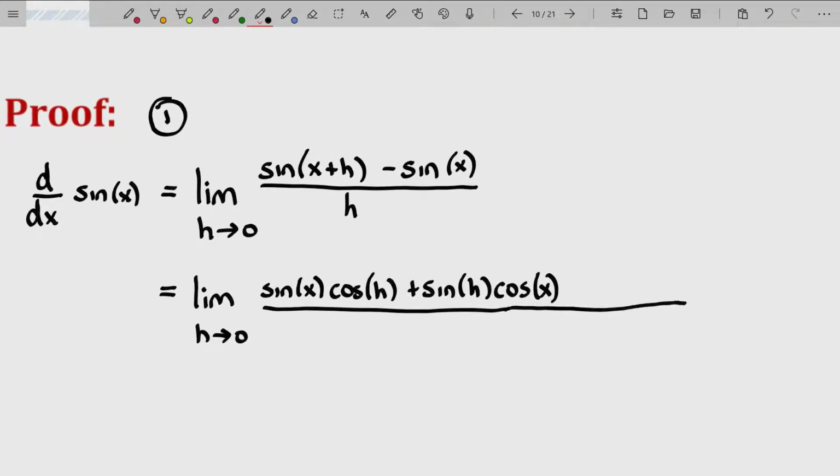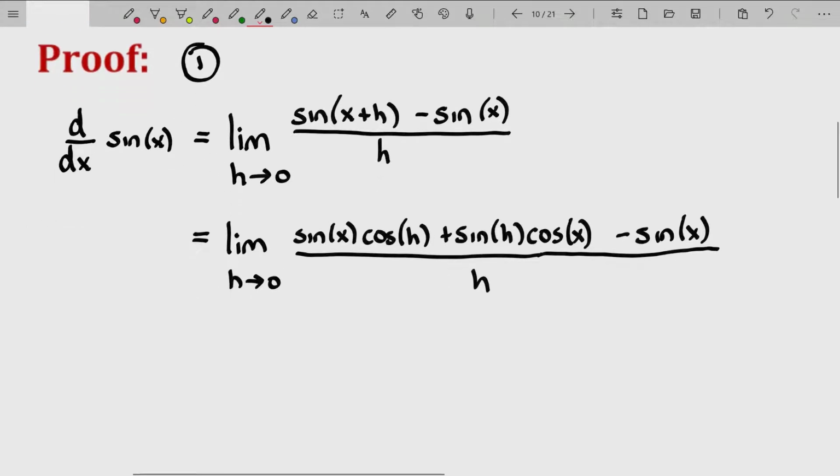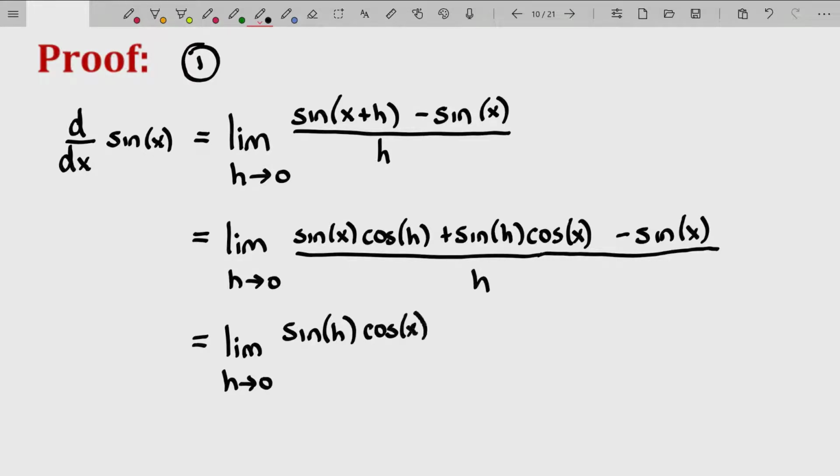There's something similar, but not exactly the same, for the cosine. This is all over h. Now what I'm going to do is break that into two different fractions. Let's see, I want to break it into the middle fraction, so let me grab the middle piece there. The limit as h goes to 0 of sine of h cos of x over h.